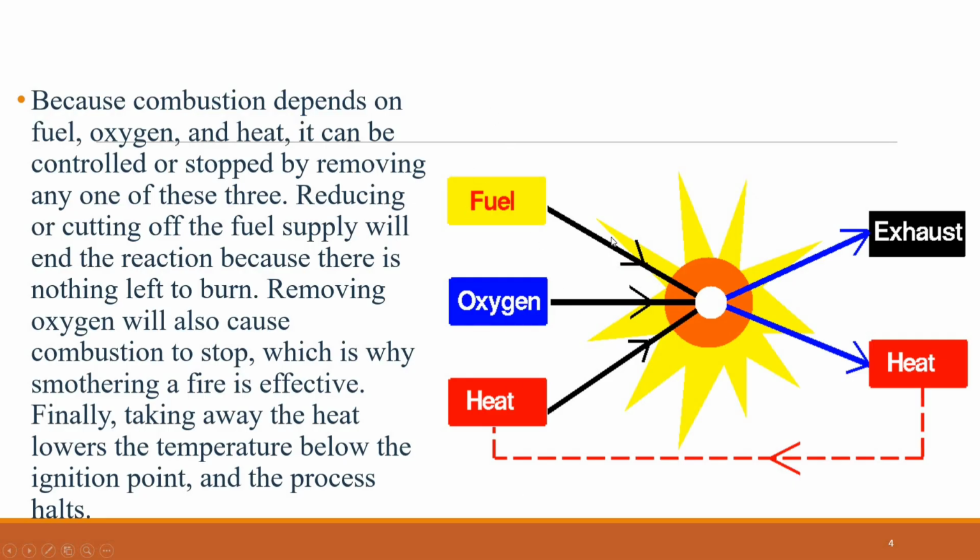Reducing or cutting off the fuel supply will end the reaction because there is nothing left to burn. Removing oxygen will also cause combustion to stop, which is why smothering a fire is effective. Finally, taking away the heat lowers the temperature below the ignition point and the process halts. These principles are applied not only in fire safety, but also in the precise control of engines, where adjusting the fuel and air mixture allows us to regulate power output.